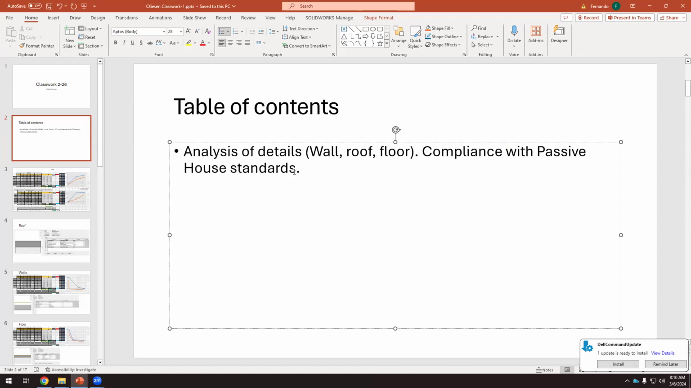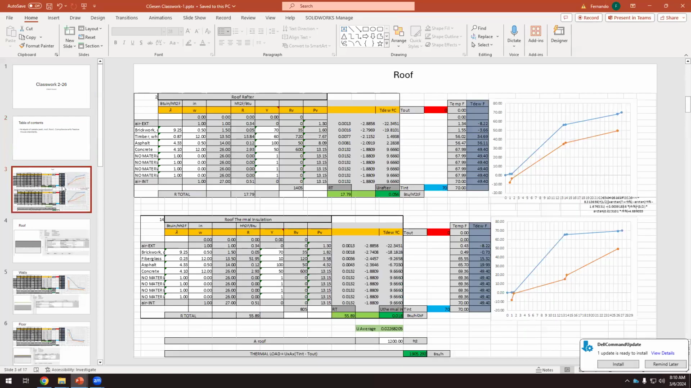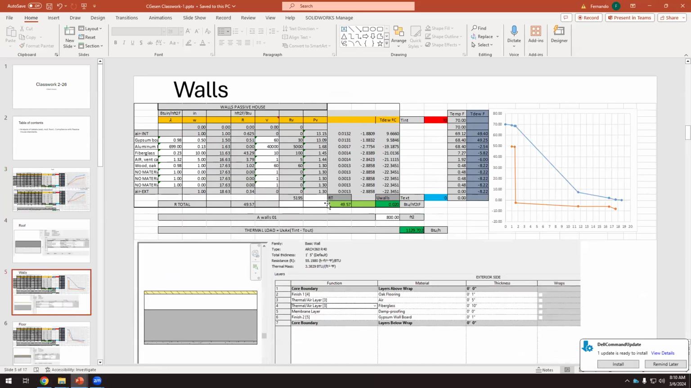Compliance. What are the passive house standards when it comes to walls, roofs, and floors? What do we have to comply with? We are doing this. So what do we have to look at? The R value, okay? So the R value, or if we have walls here, the R value of this wall is 49. Is 49 good enough or no?